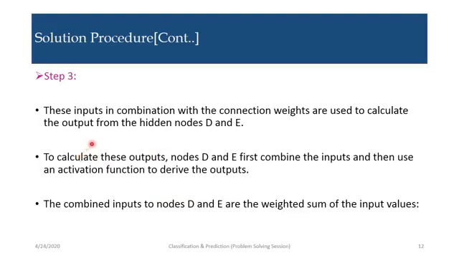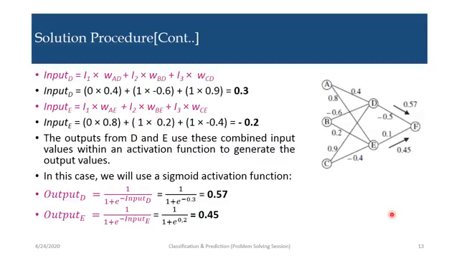Step 3. This input is combined with the connection weights to calculate the output from the hidden nodes D and E. Whenever we feed the input to A, B, C, the output is as it is, but when it is input to the hidden layer, it is associated with the weight value. So to calculate the output of node D and node E, first combine this input and then use an activation function to derive the output. The combined input to nodes D and E is the weighted sum of the input values. Here is the formula for input D.